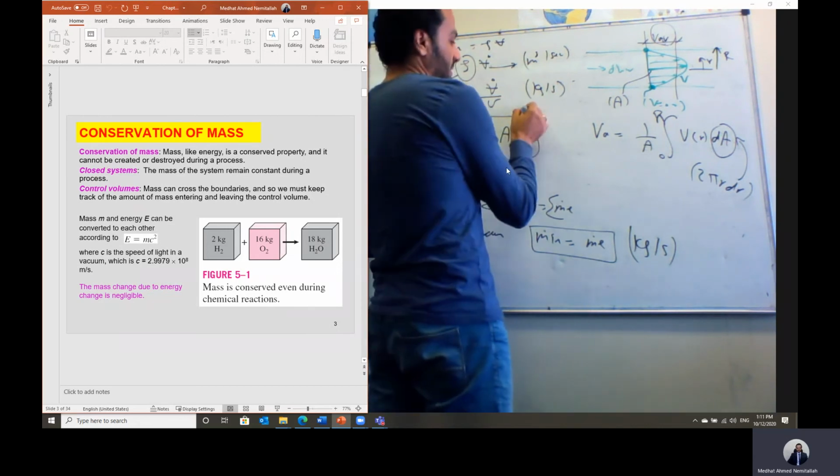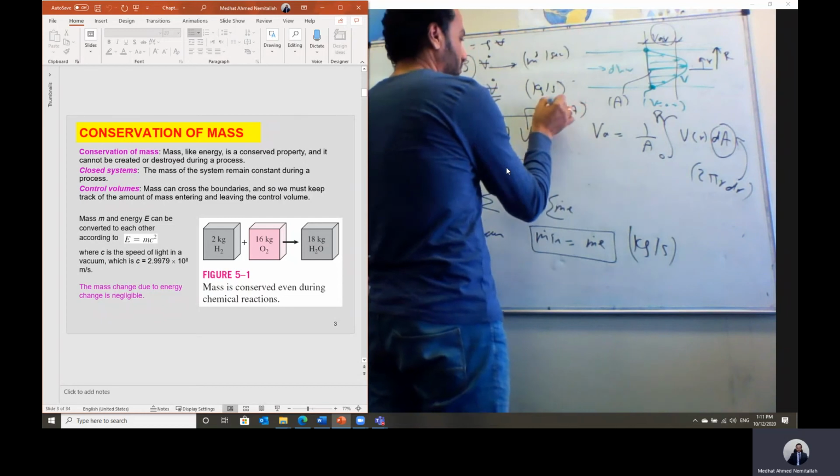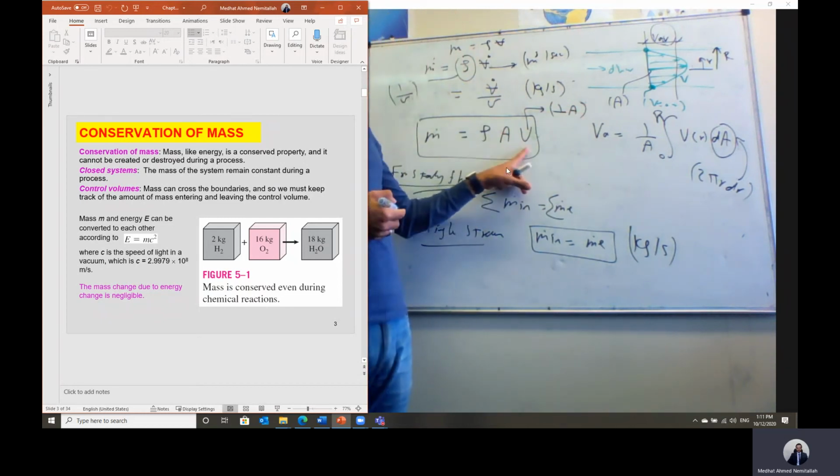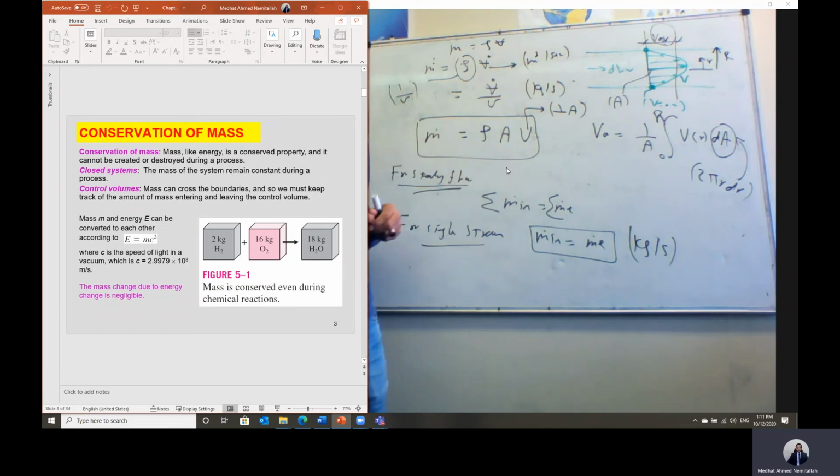Area is the cross-sectional area, and this velocity is the velocity that is normal to the cross-sectional area. It is the component of the velocity normal to the cross-sectional area, in this case. Okay?